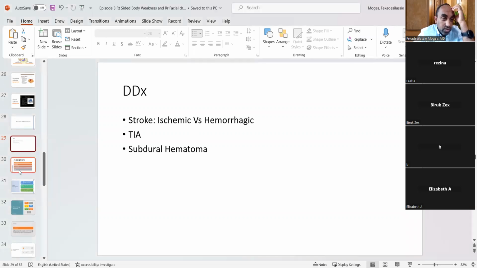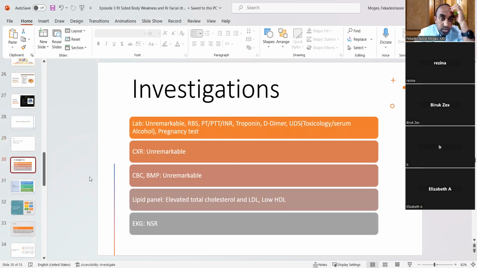So then I will ask you further. So here it is. Chest X-ray unremarkable, CBC, BNP unremarkable, lipid panel unremarkable. The only things elevated were total cholesterol and LDL, with low HDL. EKG normal, sinus rhythm. UDS was negative, D-dimer negative, troponin has to be checked, that was negative. PT, PTT, INR, everything is normal, and random blood sugar was also normal. Okay, that's very important. These are the types of tests you want to run.